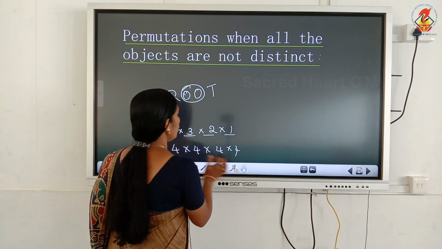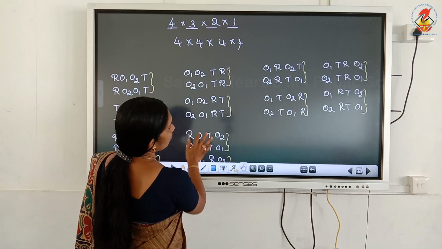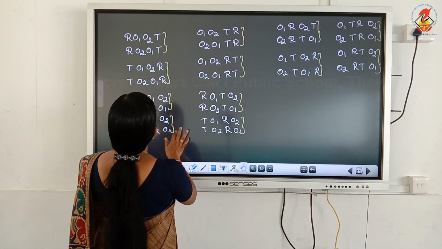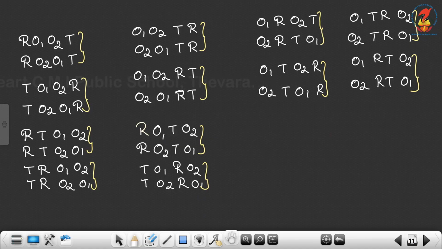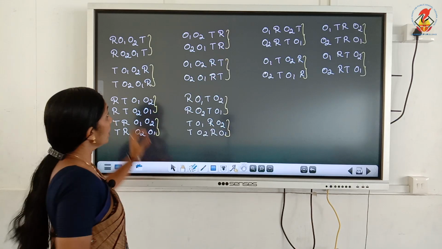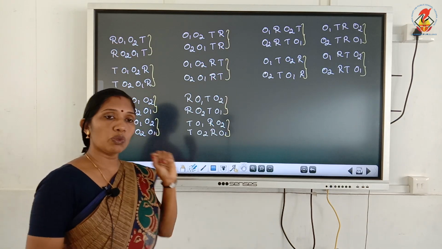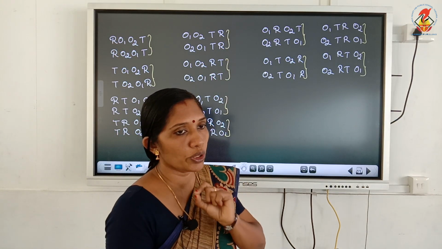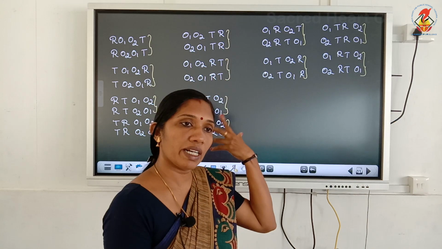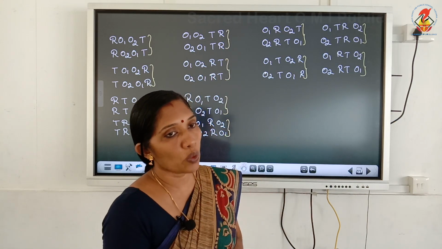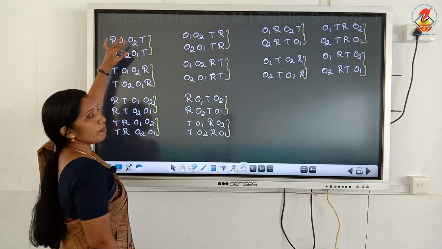So what do we do? Look, here I wrote all the possible cases. I put the first O as O1, then the next as O2. So R, O1, O2, T. Then if O1 and O2 change places, the word is still the same, that is the same as ROOT. When we calculate the permutation by writing 4 into 3 into 2 into 1, the objects are all distinct. So O1 and O2 are considered distinct, but O1 and O2 are the same. So these two are the same.